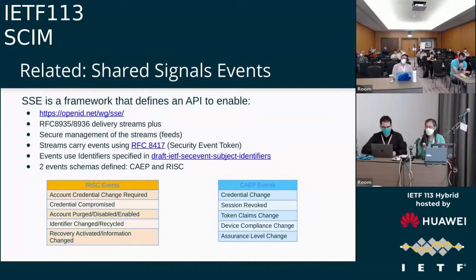There are currently two schemas that are defined in there. RISC isn't quite going through last call, Tim, if I recall. But the one that has been approved is the Continuous Access Evaluation Protocol, fondly known as CAEP. And so what I listed in the table is the different event types that are defined in each of the schemas. And CAEP is the one that the working group is mainly latching on to. Next slide, please.